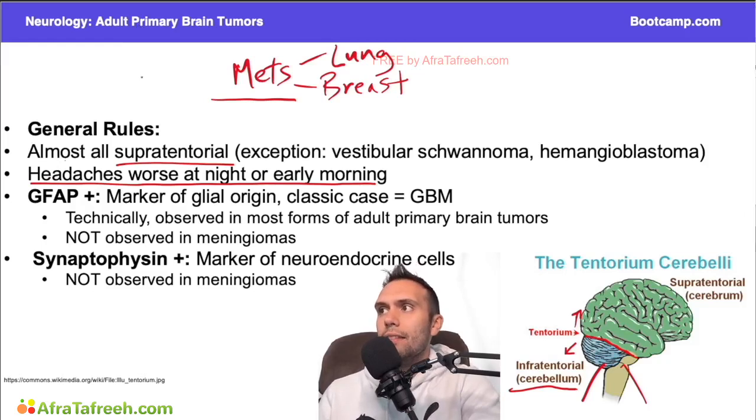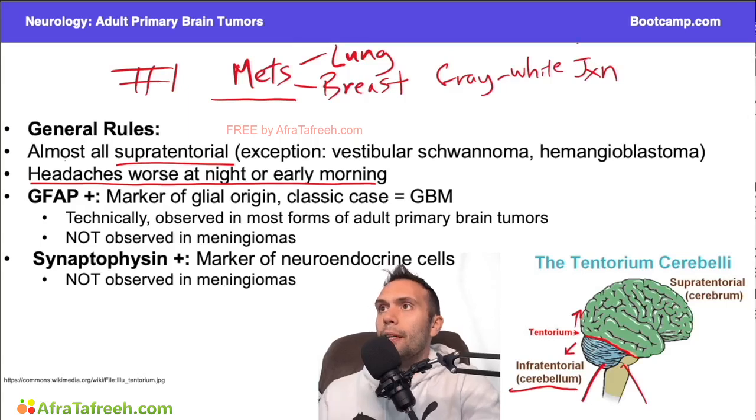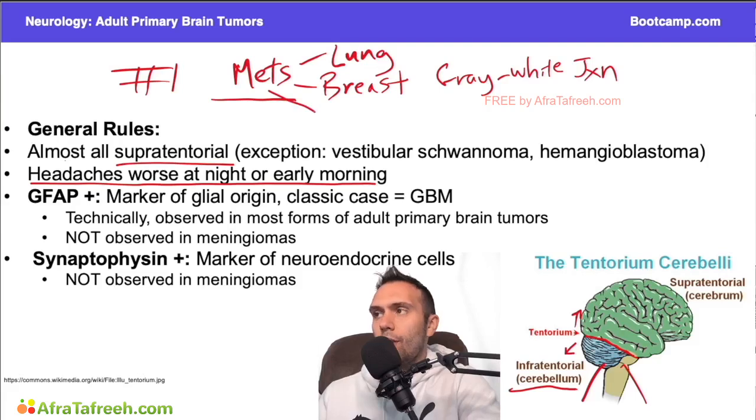Now, metastases are the number one cause of brain cancer, so it's even more likely that a tumor is going to be metastatic. Classically, metastatic tumors will tend to affect the gray-white junction. Okay, that's typically how it's asked about in board questions. But because this lecture is primarily focused on primary brain tumors, we're not going to talk too much more about the metastatic brain tumors.